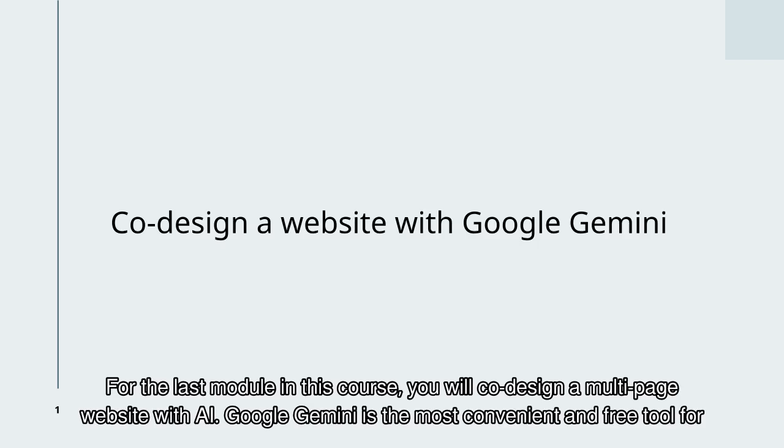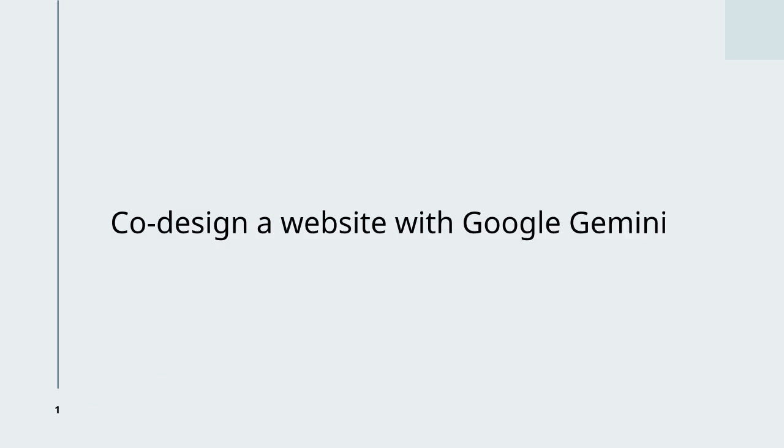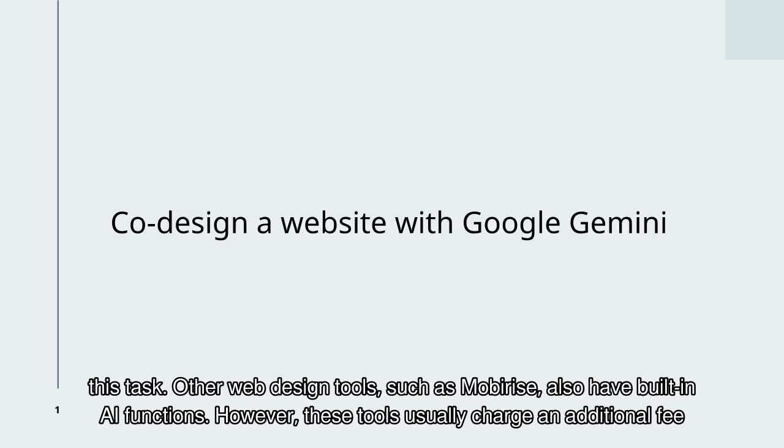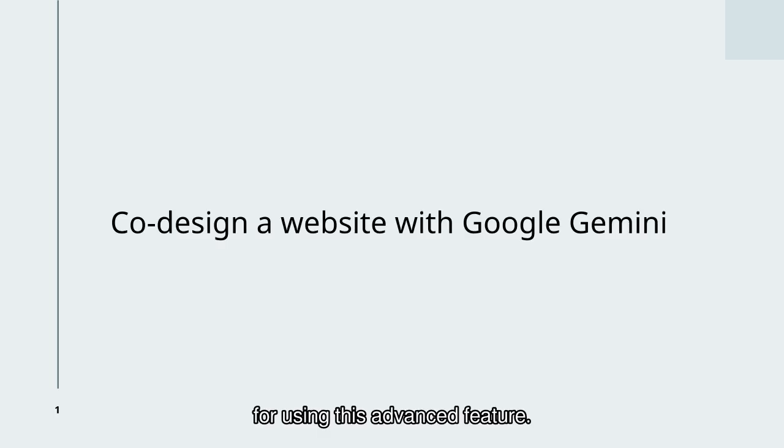For the last module in this course, you will co-design a multi-page website with AI. Google Gemini is the most convenient and free tool for this task. Other web design tools, such as Mobilize, also have built-in AI functions. However, these tools usually charge an additional fee for using this advanced feature.